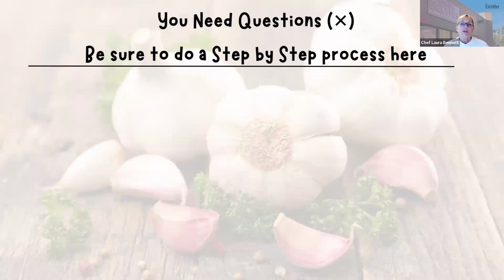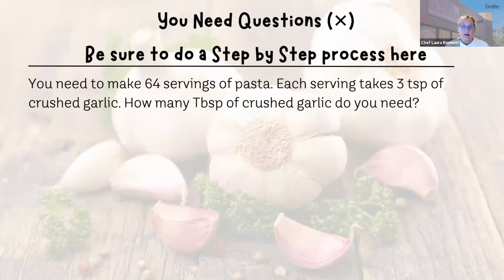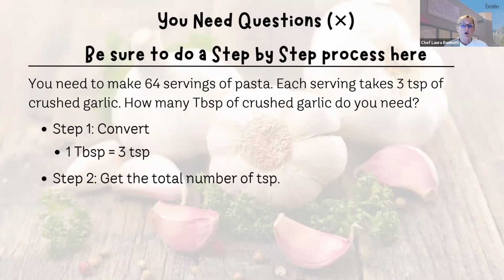All right, now we're going to do a step-by-step process here. This is absolutely going to be necessary, okay? You need to make 64 servings of pasta. Each serving takes 3 teaspoons of crushed garlic. How many tablespoons of crushed garlic do you need? Step 1, convert. 1 tablespoon equals 3 teaspoons. Now we're going to get the total number of teaspoons that we need by taking that 64 servings times the 3 teaspoons to get a total of 192 teaspoons.